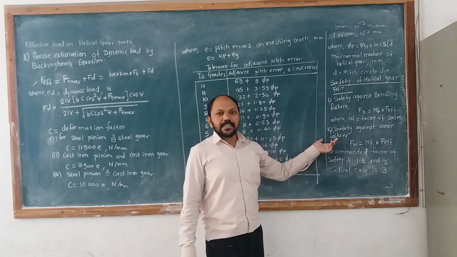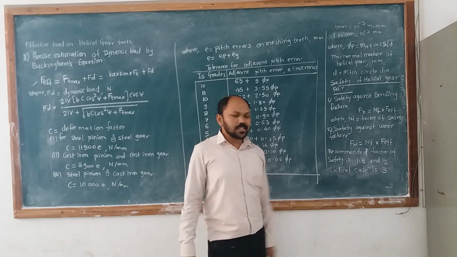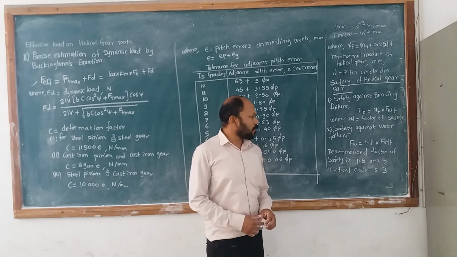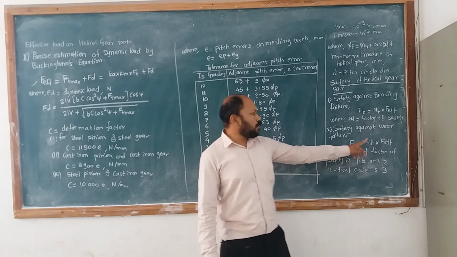If you are designing for wear failure, then you use this formula. FW is equal to factor of safety into F effective. Substitute FW, substitute F effective.